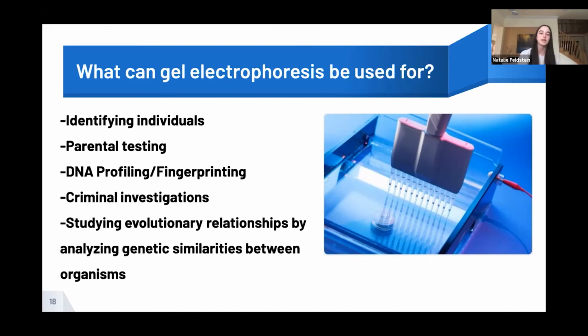So DNA fingerprinting means we can identify individuals based on their own unique set of DNA. That can go hand in hand with criminal investigations. We can compare DNA at a crime scene with samples of suspect DNA and possibly find the culprit. We can also study evolutionary relationships by analyzing genetic similarities between organisms.